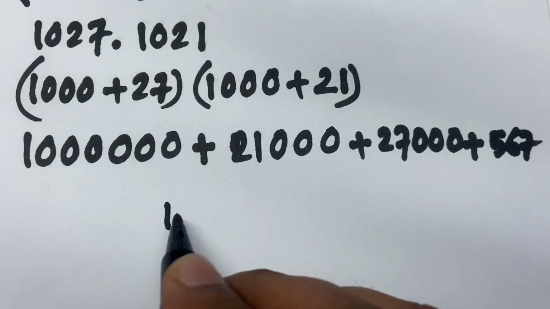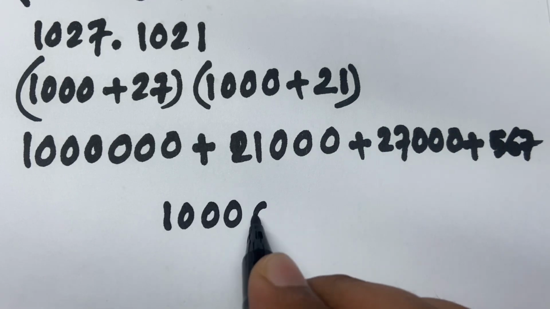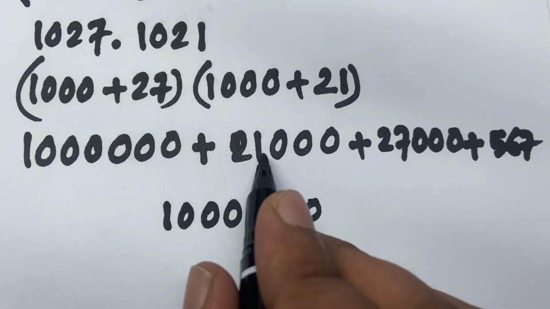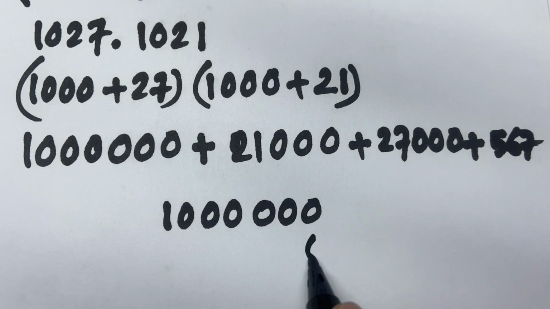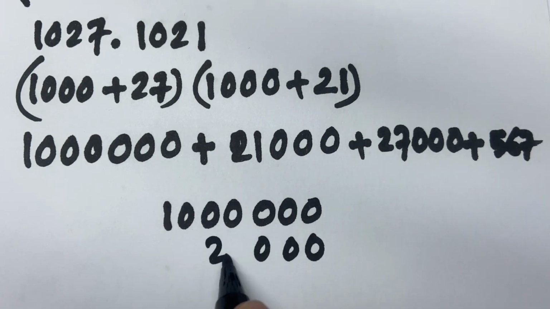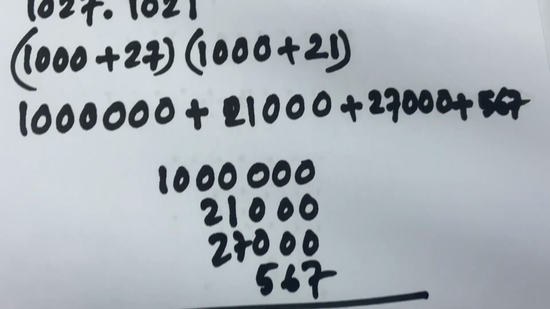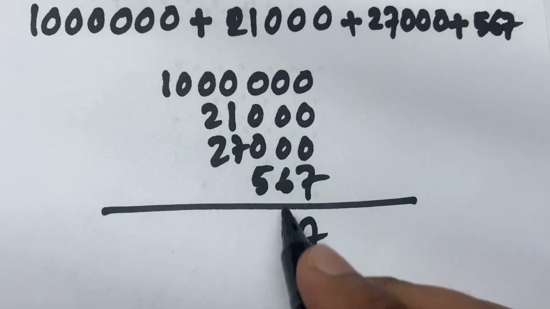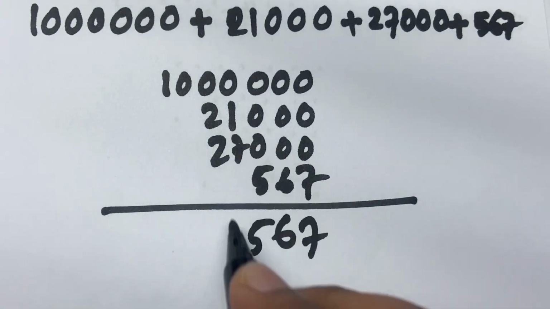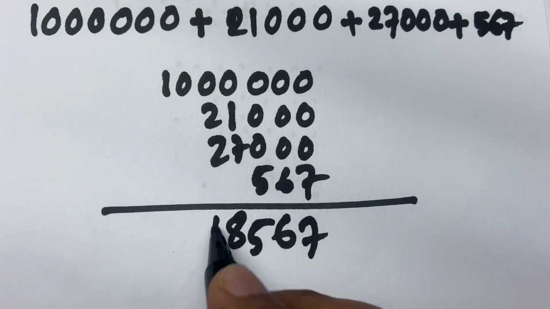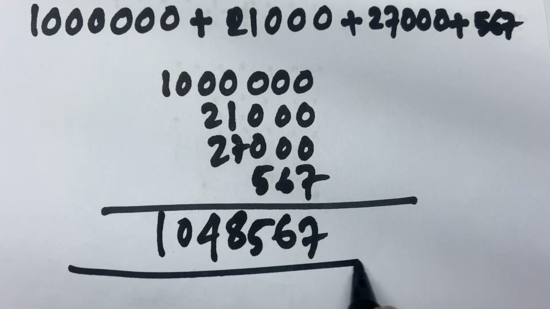Here is 1,000,000, and here is 21,000, and here is 27,000, and here is 567. Now I add, here is 1,048,576 minus... 1,048,567. This is our final answer.